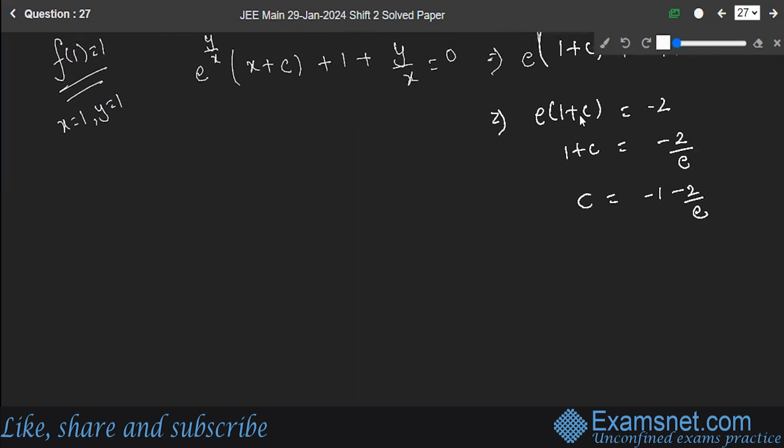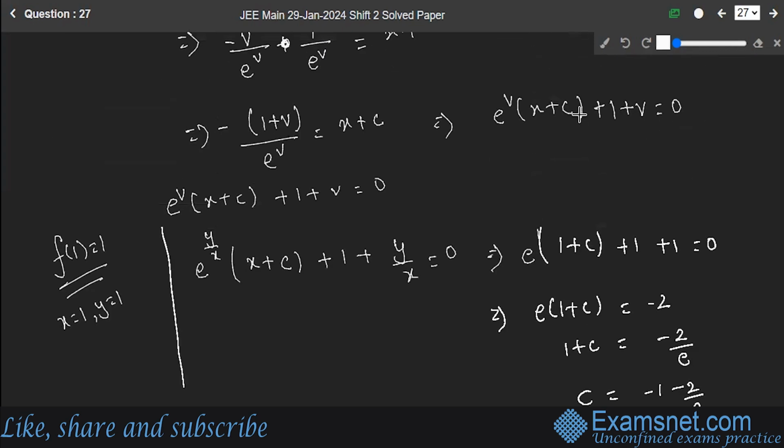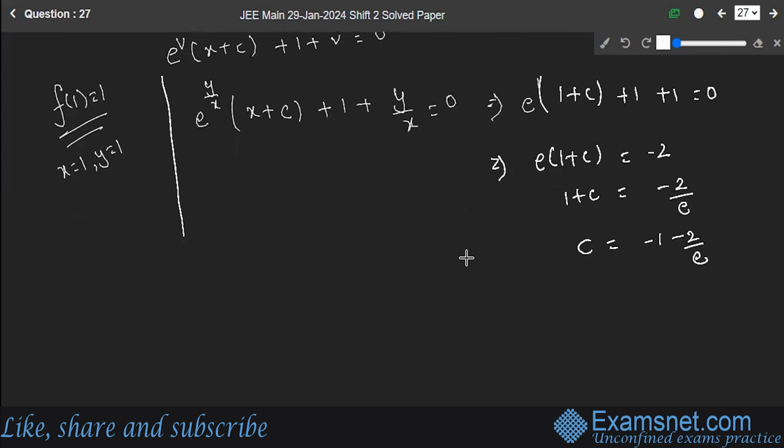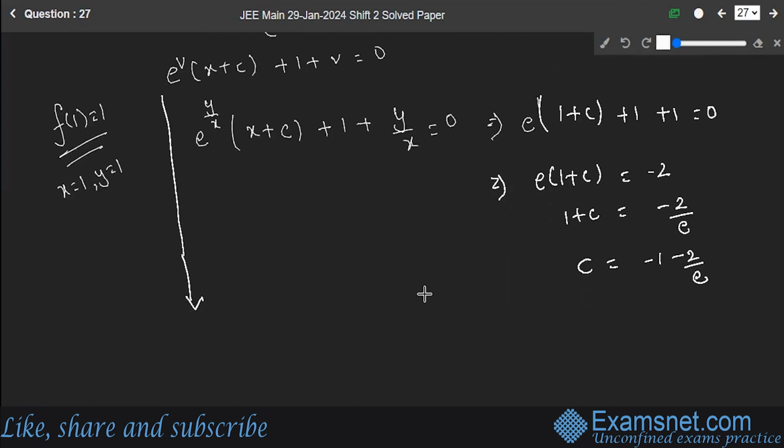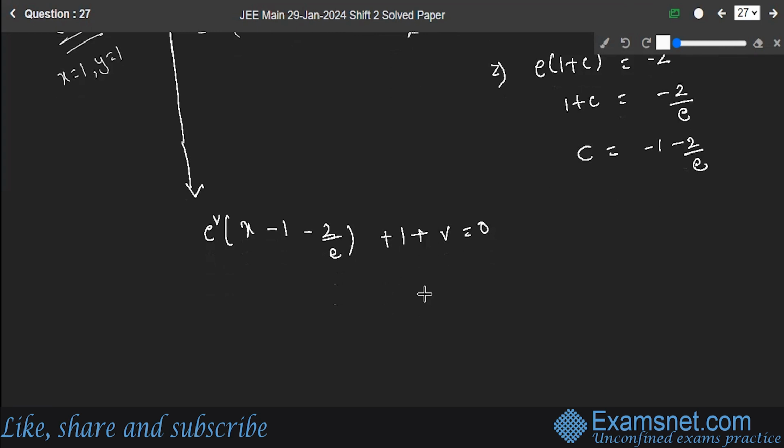Now this equation will be given by e power v into x, times minus 1 minus 2 upon e, plus 1 plus v is equal to 0, or v was equal to y upon x. Let's put that in: minus 1 minus 2 upon e plus 1 plus y upon x is equal to 0.